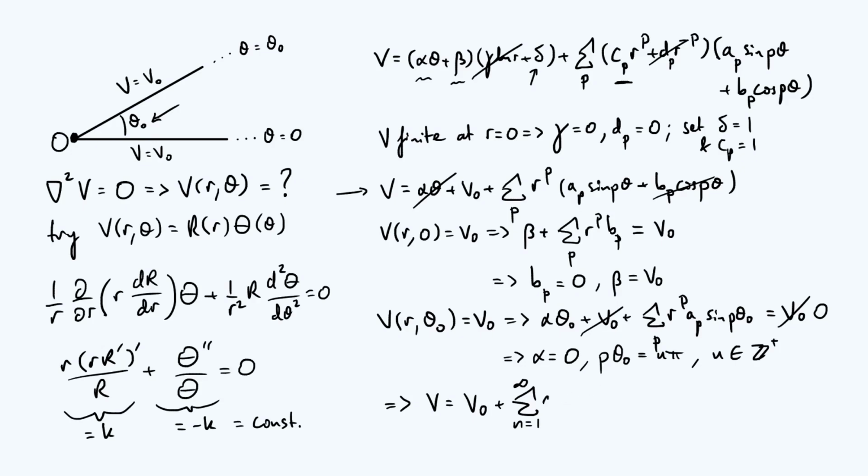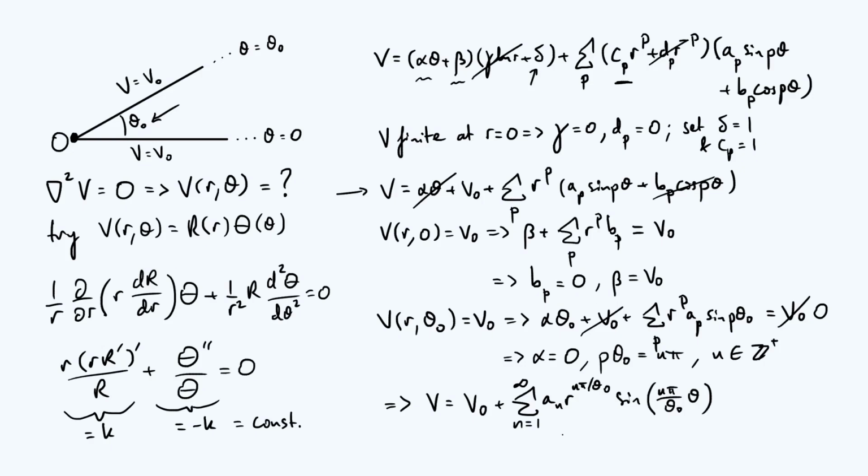And then you've got your coefficients. We called them AP before, but we're indexing the sum by n instead of p now, so let's call them an. Then you have r to the p, but p is n pi over theta naught, so we've got r to the n pi over theta naught. Then you've got this sine of p theta, but again, you know what p is in terms of n, so you get sine of n pi over theta naught times theta. And this is the specific solution to Laplace's equation subject to these boundary conditions.